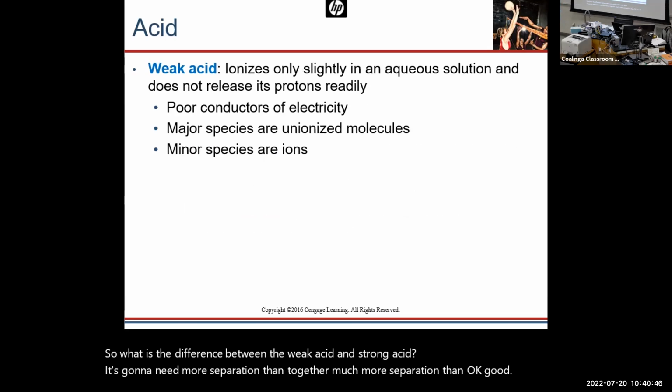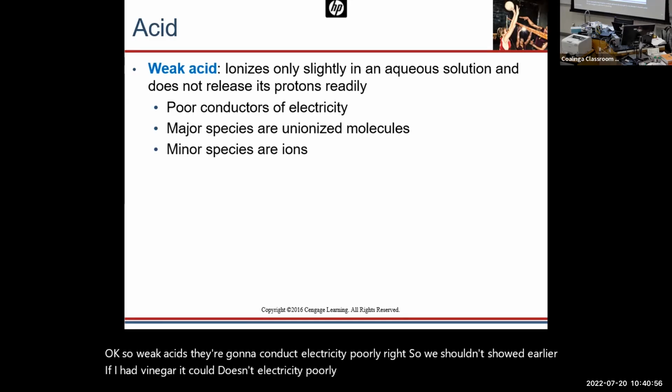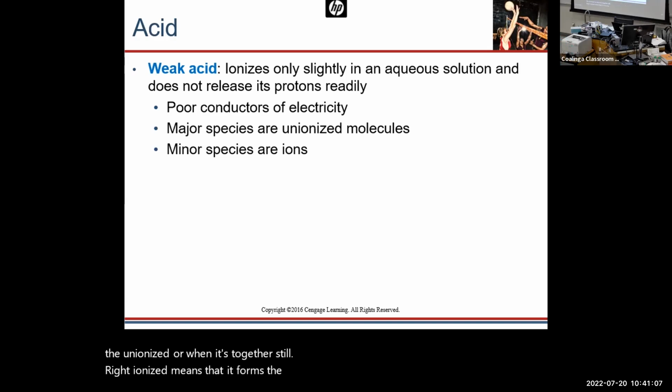Weak acids are going to conduct electricity poorly, right? We showed earlier that vinegar conducted electricity poorly. Its major species is going to be the unionized form, where it's still together. Unionized basically means it doesn't form ions. Ionized means it forms ions. The minor species are going to be the ions.